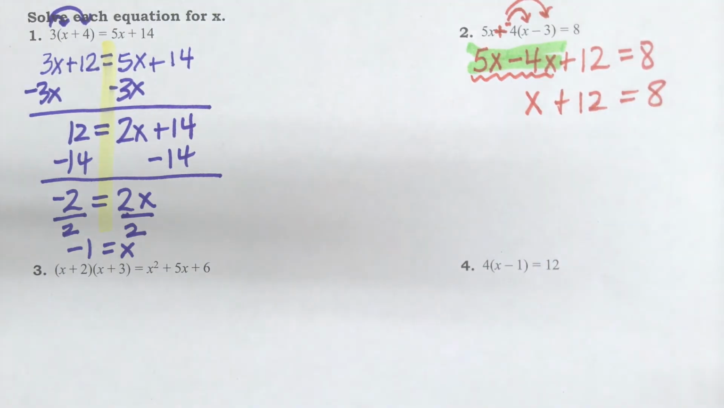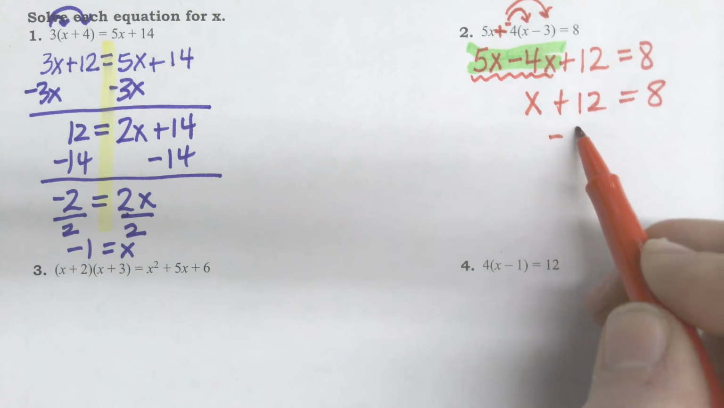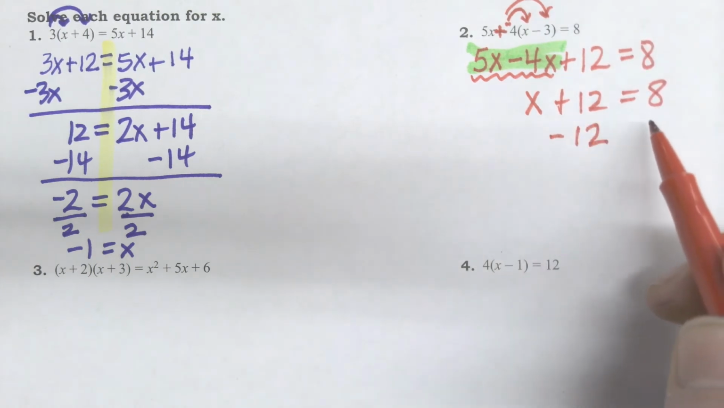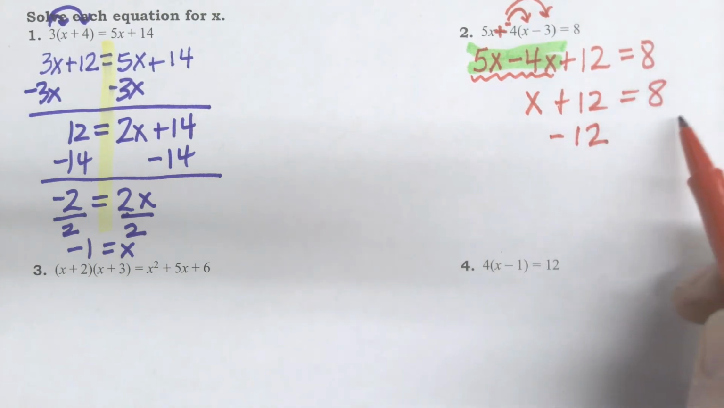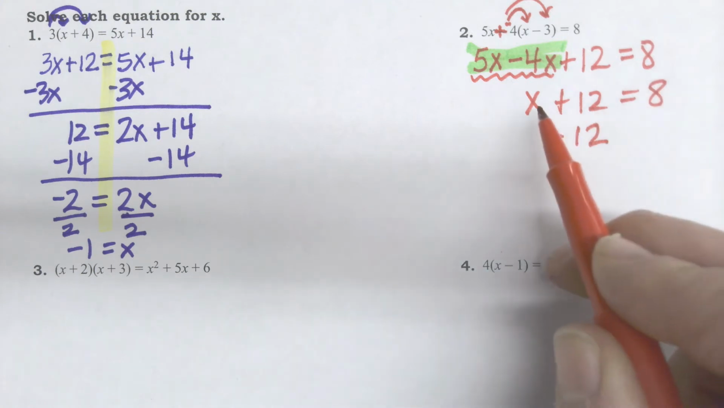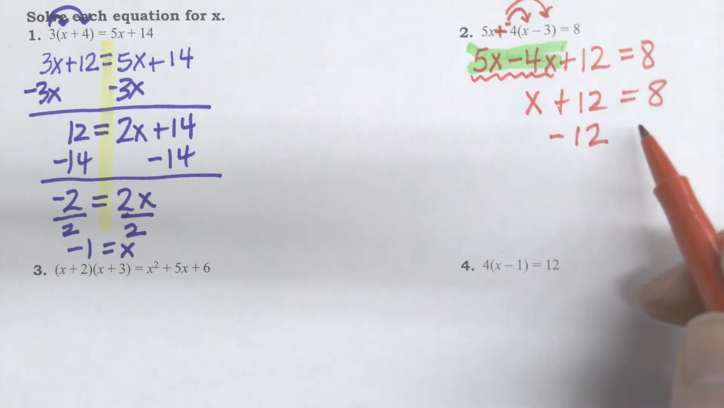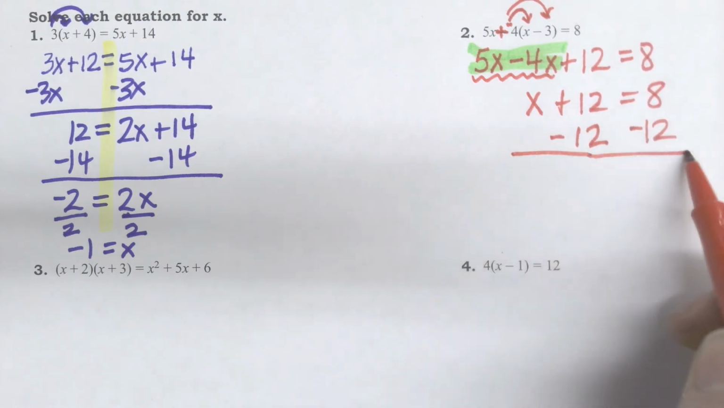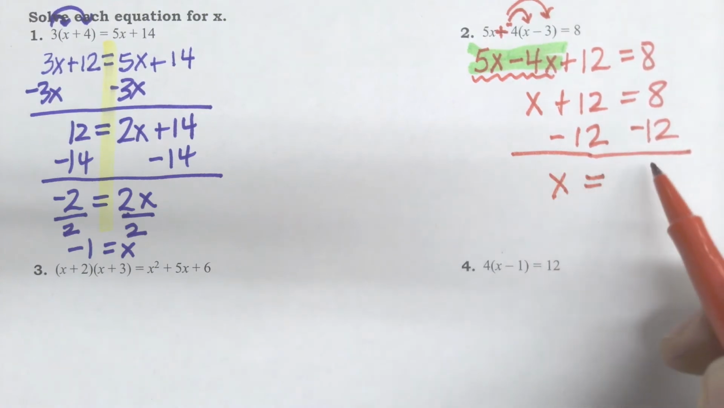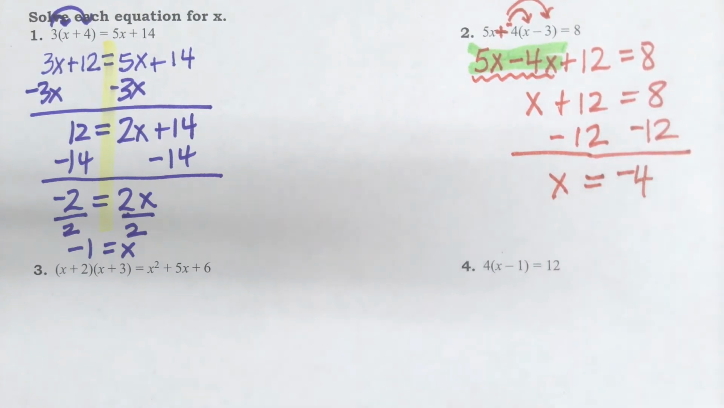How do I solve? I'm not going to get rid of the 8 from both sides because it's already by itself. But I want the x by itself, so I'm going to get rid of that 12. So x is negative 4, and I'm done with that problem.